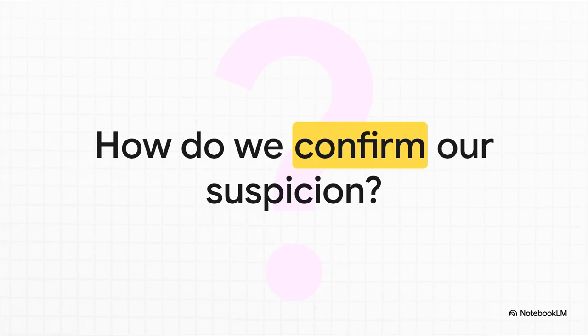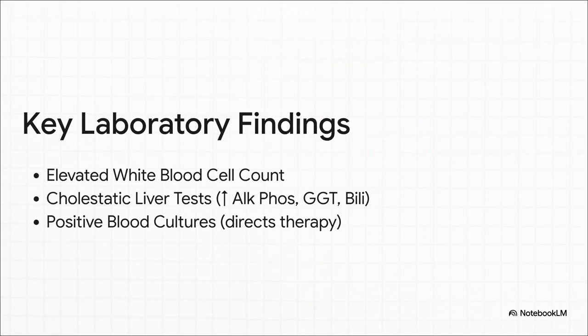We need imaging. So on the lab side of things, we're hunting for evidence of 2 things: infection and that biliary backup, cholestasis. You'll expect to see that white blood cell count go up. And crucially, the liver tests are going to show what we call a cholestatic pattern. That means you'll see a spike in the alkaline phosphatase, the GGT, and the bilirubin. And hey, don't forget to grab those blood cultures so you can target your antibiotics better later on.